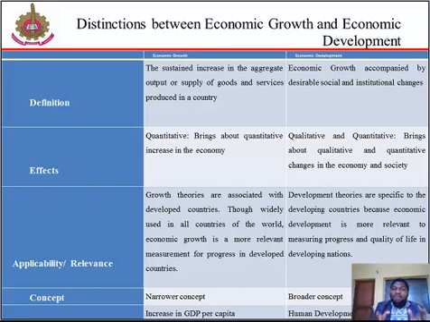The concepts. Economic growth has a narrow concept because it is only an increase in size, whereas economic development has a broader concept because it is an increase in size coupled with increases in other things. Economic growth is measured using the increase in GDP per capita, while economic development is measured using the Human Development Index.